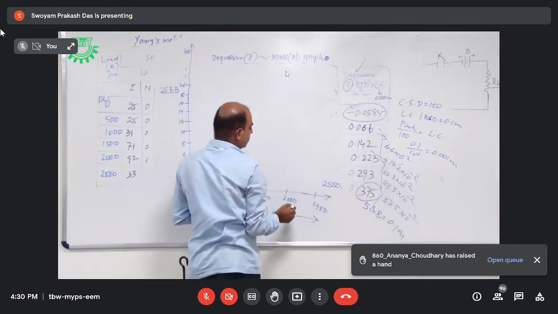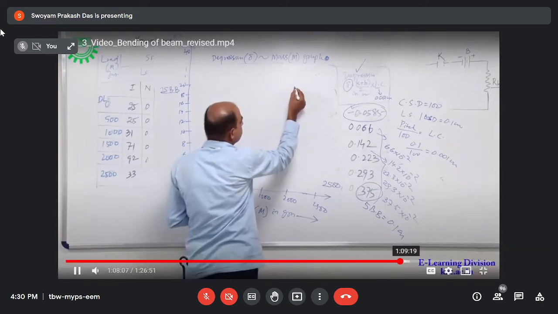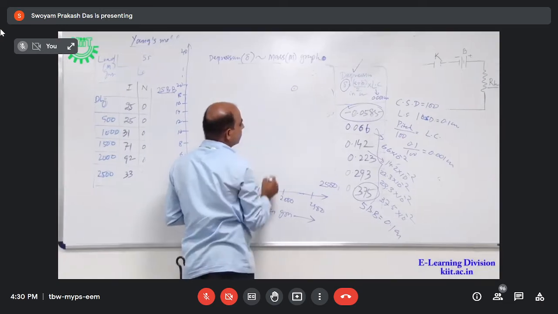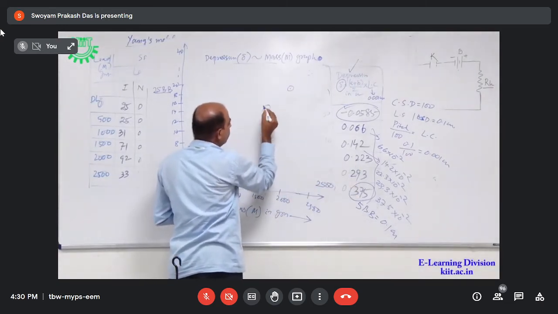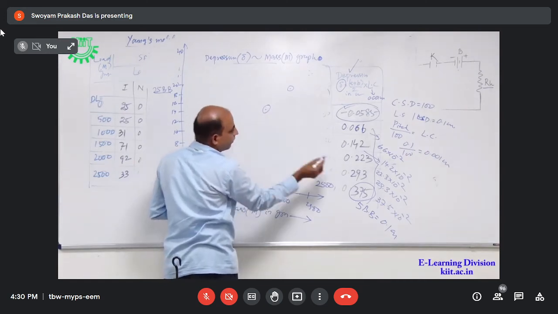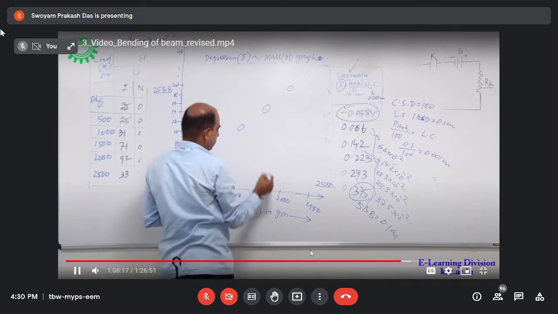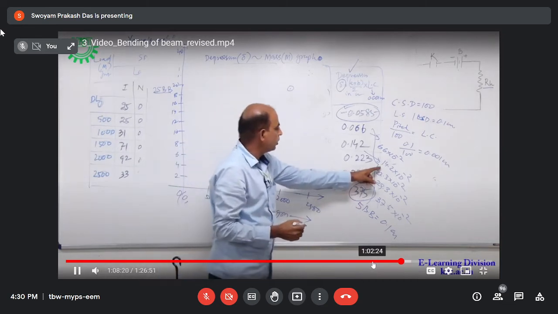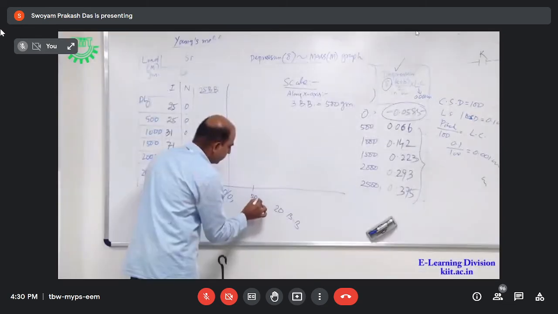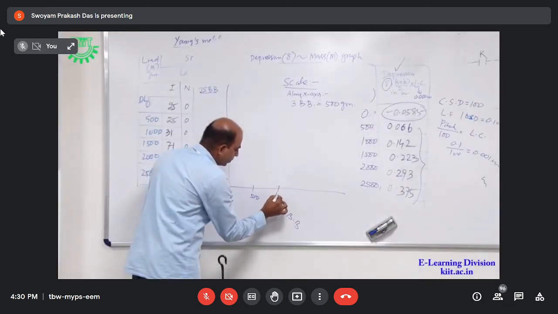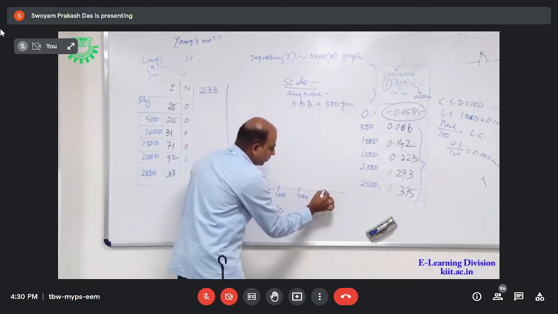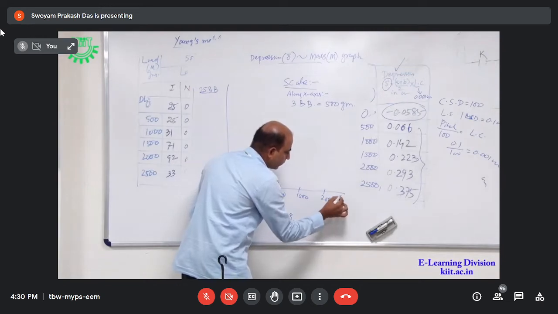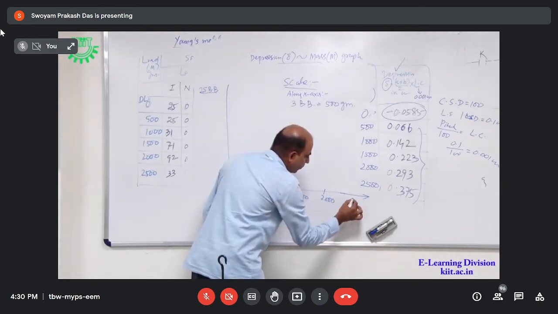Similarly, 29.5 will be easier to plot. 29.5 we will find. 22.3 we will find. Then 14.2. It is for 500. Then 1000. Then 1500. Then 2000. Then 2500.